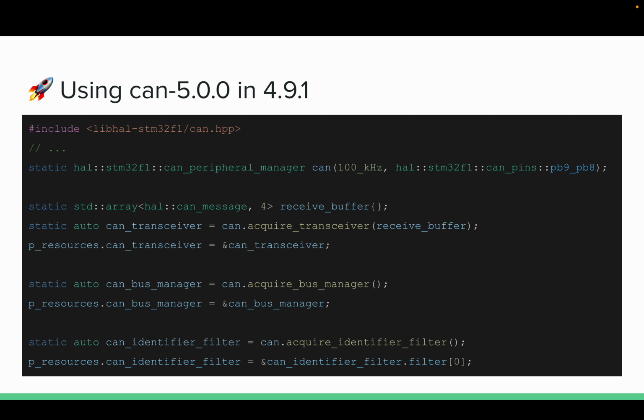So I'm going to show you what it kind of looks like to use the CAN 2.0 code. So first things first, the include for that's considered for STM. That's just kind of the same. Nothing changed here. Before it was just HAL STM32F1 CAN. Now it's CAN Peripheral Manager.